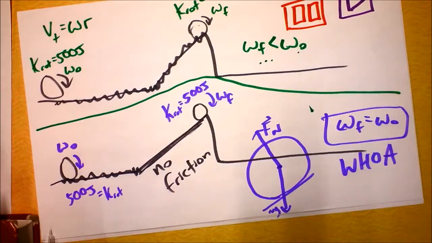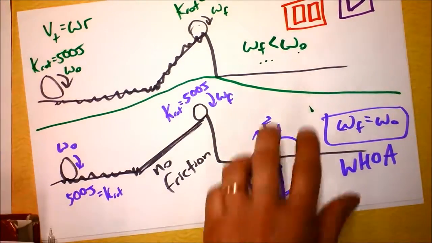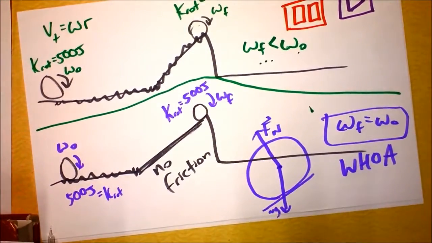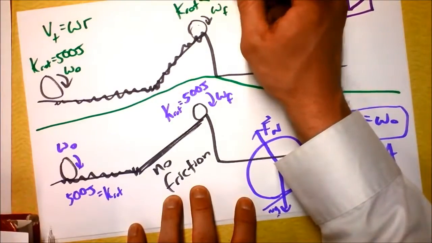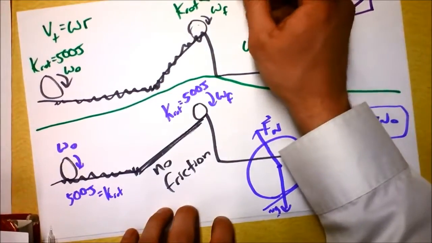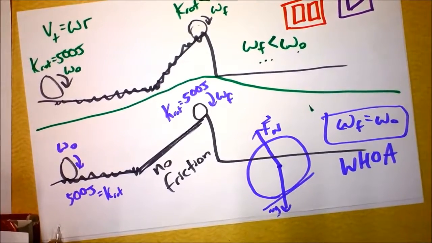Wouldn't it have to be the same? No, because K rotational has to do with I and it has to do with omega, right? So one half I omega squared. Isn't it just less than 500 joules? Isn't it less? Let's just call it less. Why is it less? Because omega gets less.